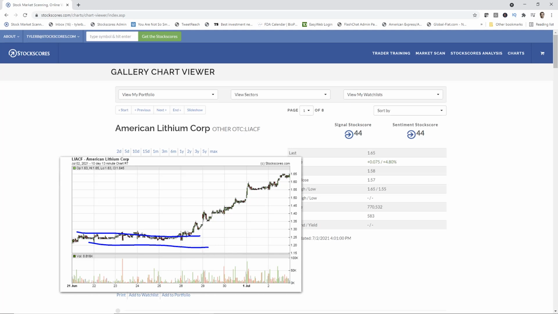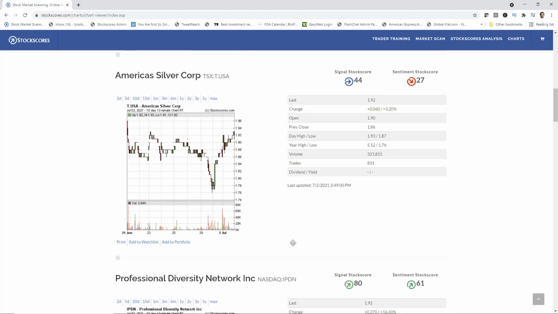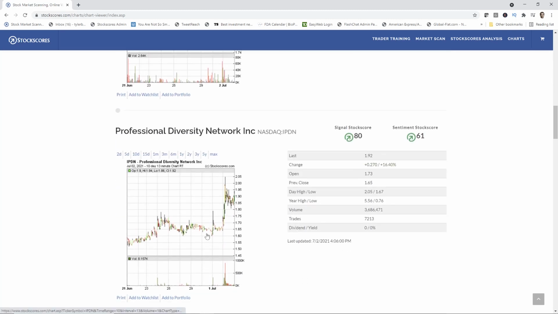LIACF, broke out from the sideways trading on the 28th of June. It then went up into a nice upward trend. So that's what we're looking for. As we cycle through these charts, we're looking for those breaks from sideways trading. Now here's one that happened earlier today.